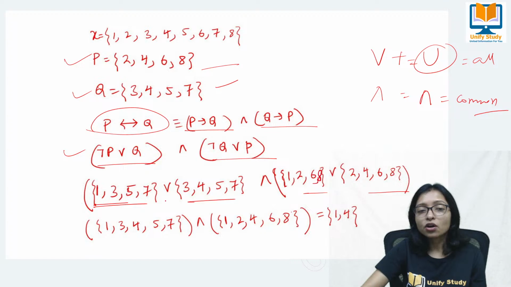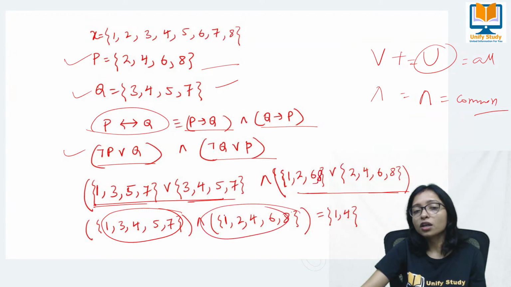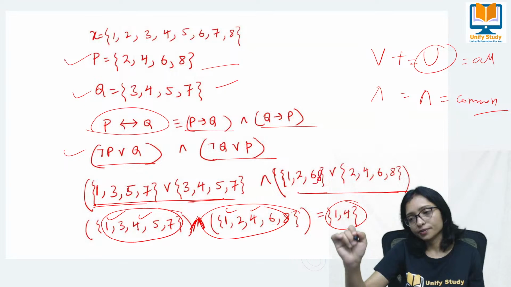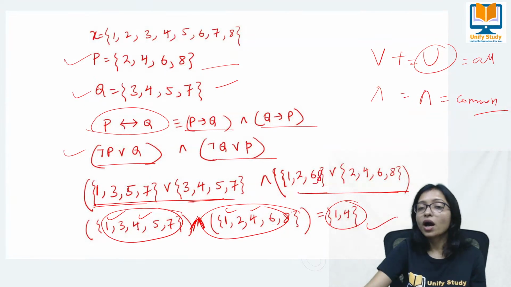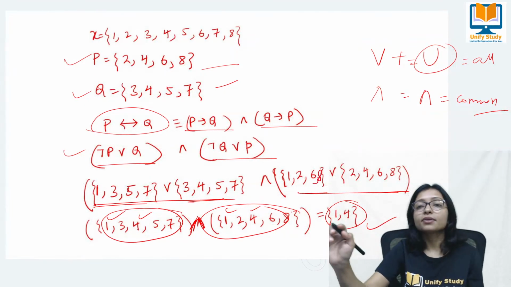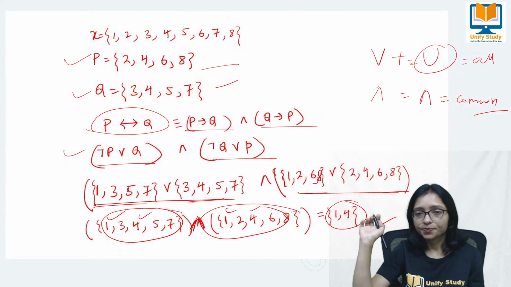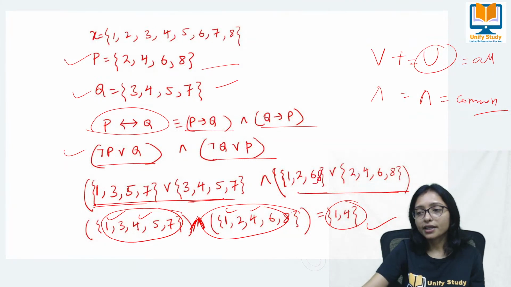As I am doing OR here, I am getting all of these, and here I am also doing OR, so I am getting all of these. After that, AND means the intersection between them, which is 1 and 4. That is the common part. So that's why I am getting 1 and 4. So my answer will be 1 and 4. This is the final answer.